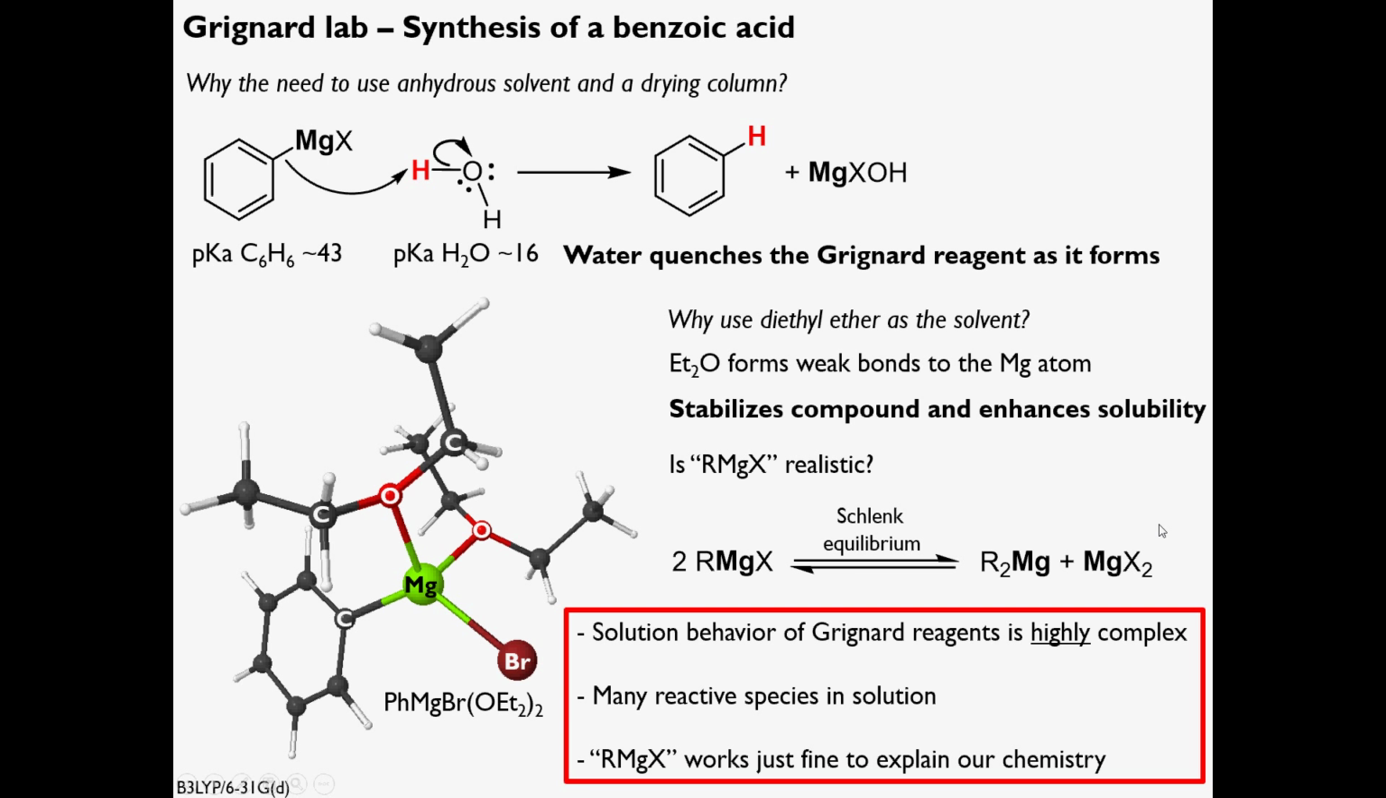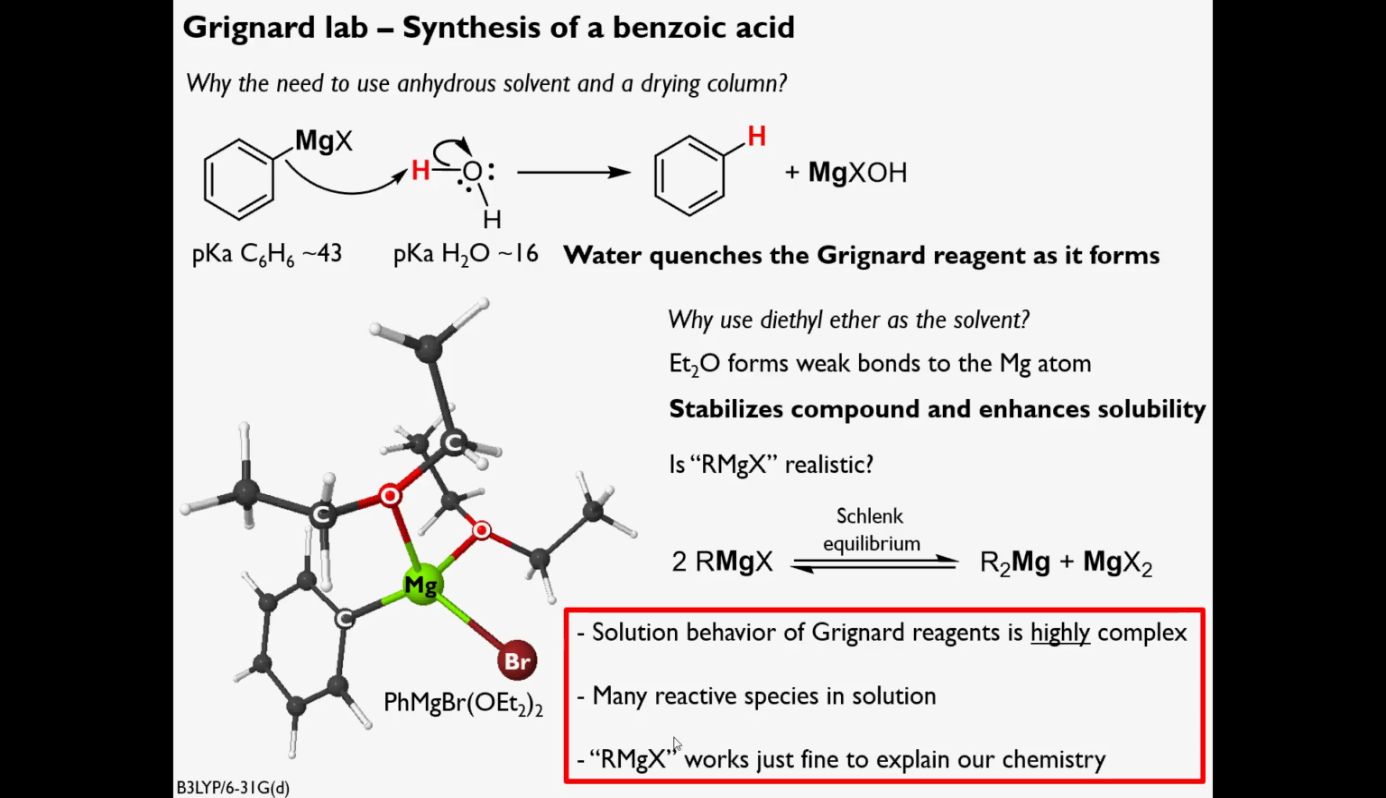The position of this equilibrium depends upon the nature of the R group. It depends on the nature of the solvent, the temperature, the concentration, the nature of the halide. Suffice to say that in solution, the behavior of Grignard reagents is very complicated. There are many, many different reactive species, all present simultaneously to some degree in any solution of a Grignard reagent, again, depending on reaction conditions, solvent, temperature. But this formulation, this kind of single molecule RMgX, works perfectly at our level just to explain in a simple way the mechanisms and the reactivity of Grignard reagents.